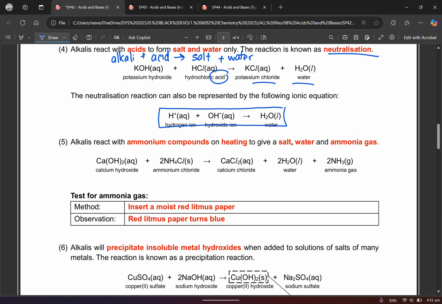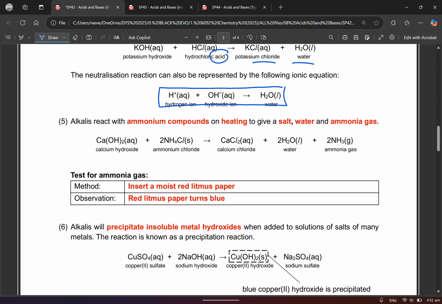Next, alkalis can react with ammonium compounds on heating to give a salt, water, and ammonia gas. This is a very long equation. So how do we go about it? Let me just write it for you. Alkali plus ammonium salt.